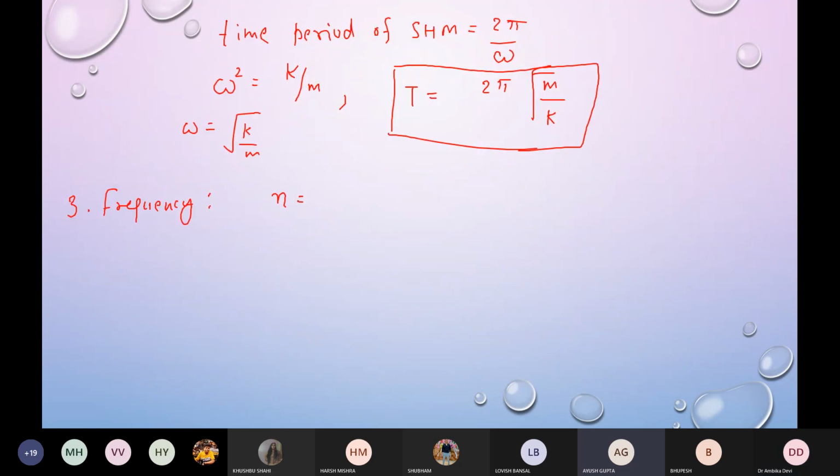Okay, great. So frequency is always the inverse of time period. You might be knowing that, right? The number of revolutions completed in 1 second. So n is equal to 1 upon T. We know that T is 2 pi upon omega. So this must be equal to omega upon 2 pi.